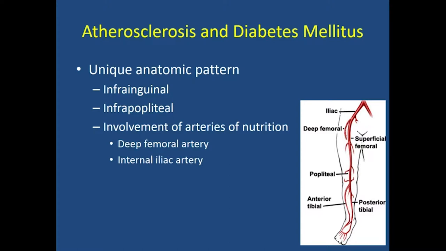So iliac disease is extremely uncommon in patients who have diabetes without a history of smoking, and typically the disease is below the knee, in the popliteal and distal to the popliteal artery. And then they also get involvement of the arteries of nutrition. So typically atherosclerosis affects the arteries of conduction, the arteries without significant branches like the superficial femoral and the popliteal arteries and the common and external iliac arteries, and the arteries that actually go to the muscles like the internal iliac and the deep femoral artery are relatively spared.